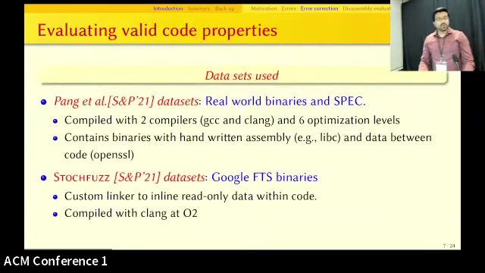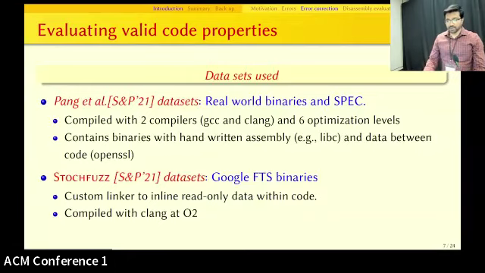To evaluate the effectiveness of our valid code properties, we use 2 types of data sets. One data set is borrowed from Pang et al., which basically consists of real-world binaries and SPEC. Then another specialized data set is borrowed from Stoke files. This consists of custom compiled binaries that have read-only data inlined within code. We use this data set to test the effectiveness of our disassembly against data embedded within code.